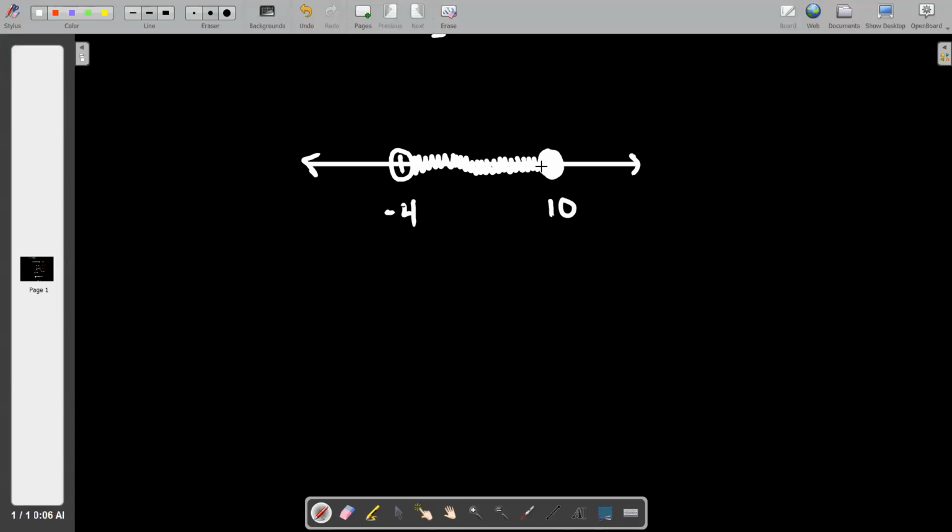This is a double bounded interval. This one has a goalpost at -4. It has another goalpost at 10, and it is contained. So there will be no mention of the word infinity here.